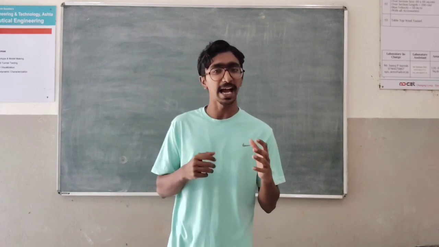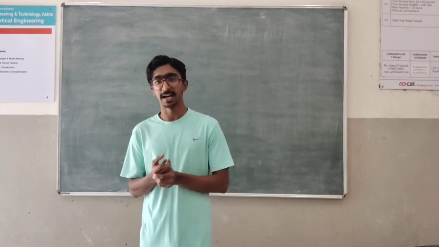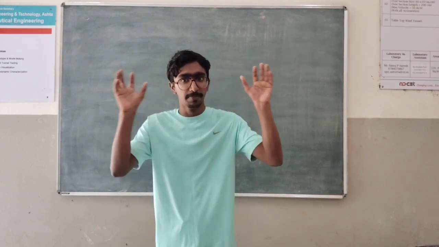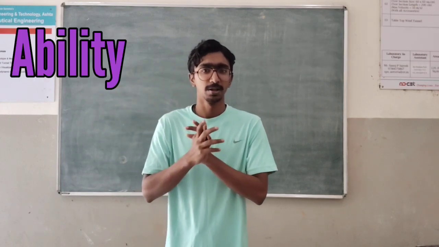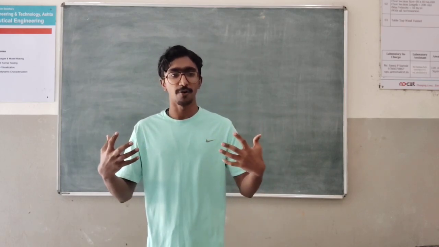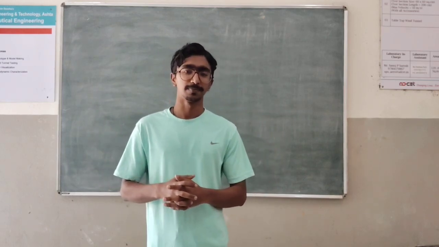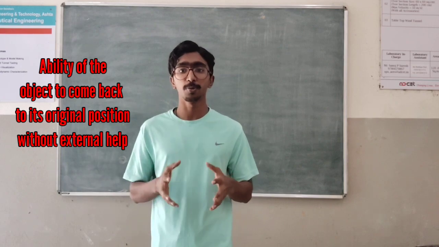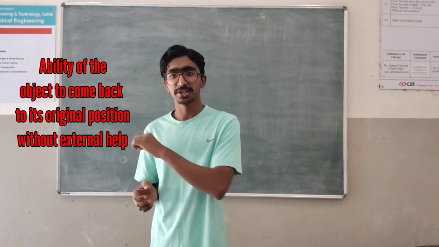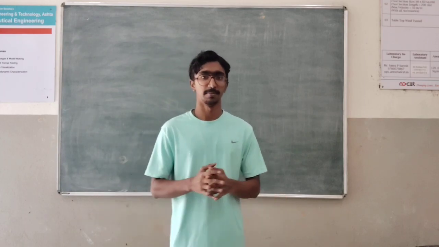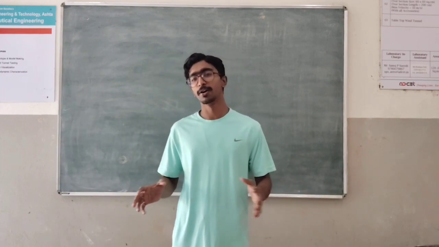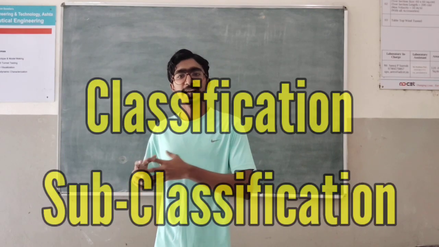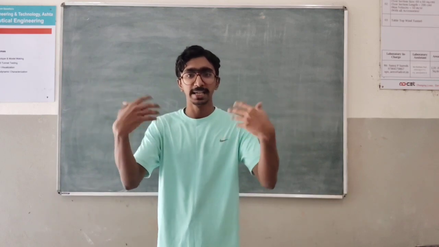Now, what I have understood from the word stability is this. Let us divide the word: stability, what ability comes there. So my definition of stability is that the ability of an object to maintain its original position without any external help is known as stability. So in this video, we will look at the classifications of stability, its sub-classifications, and we will go in depth.